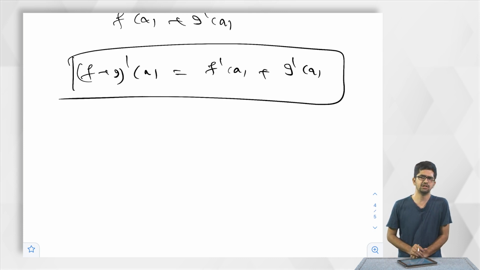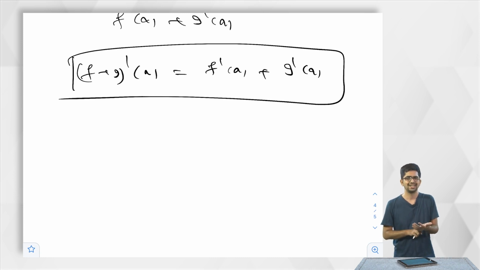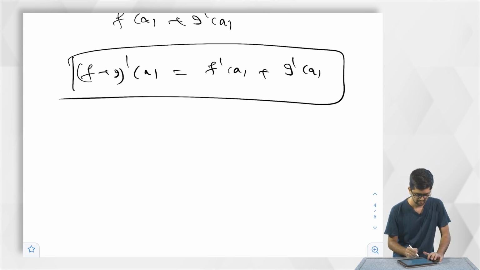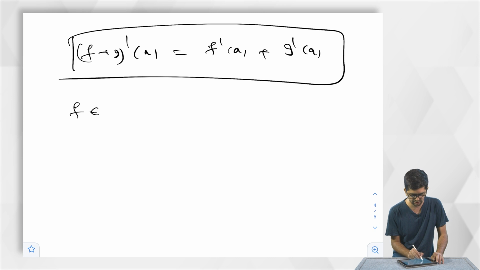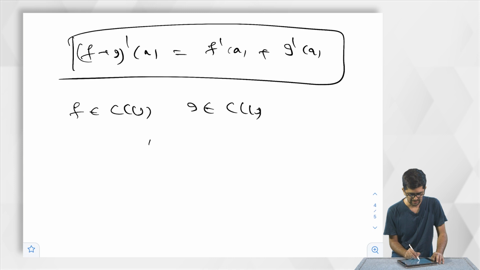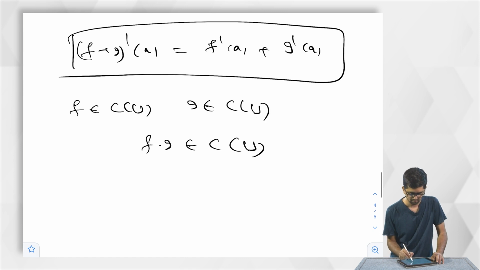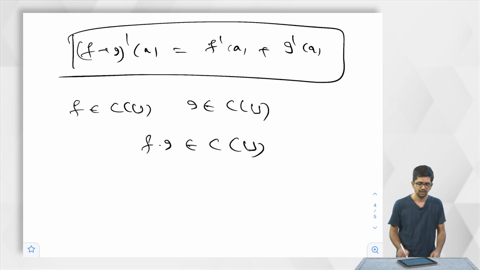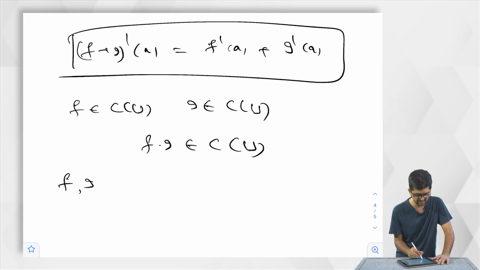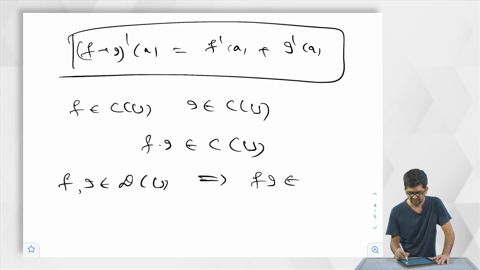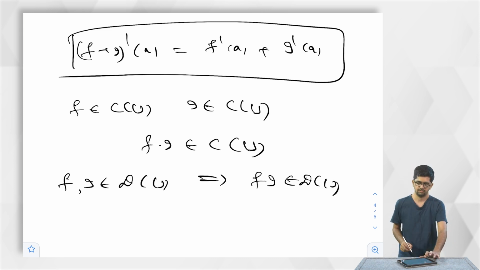Now, what else is there for continuous functions? Given two continuous functions, their product is continuous, right? Given f belonging to Cu and g belonging to Cu, f times g is an element of Cu. Let me write this down clearly. So, let us see if f and g are differentiable functions, does it imply the product is a differentiable function? That we will see now.